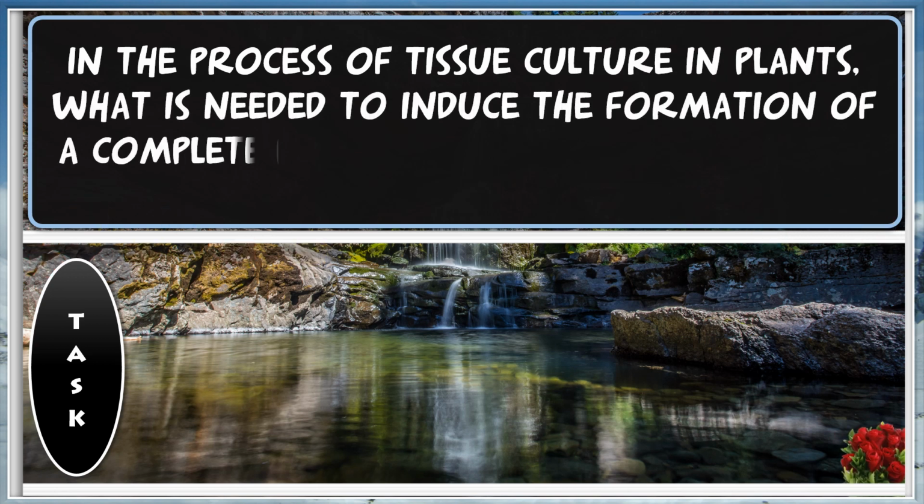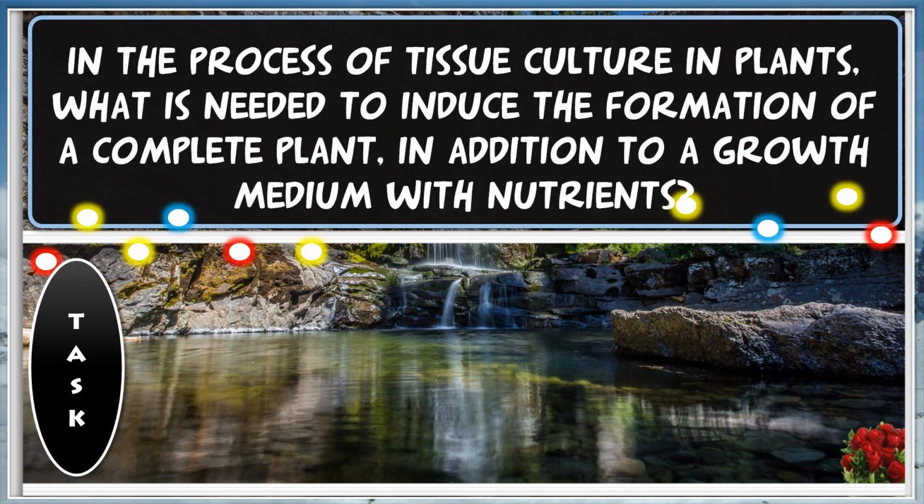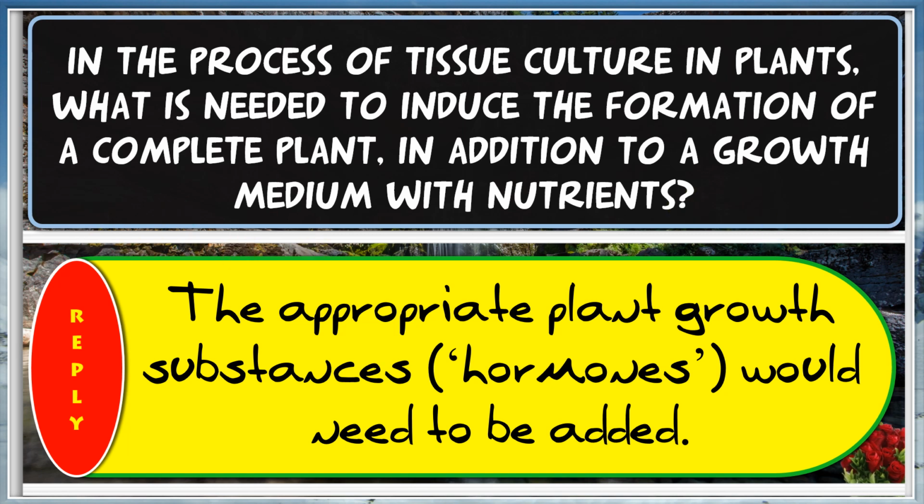In the process of tissue culture in plants, what is needed to induce the formation of a complete plant, in addition to a growth medium with nutrients? The appropriate plant growth substance, that is, hormones, would need to be added.